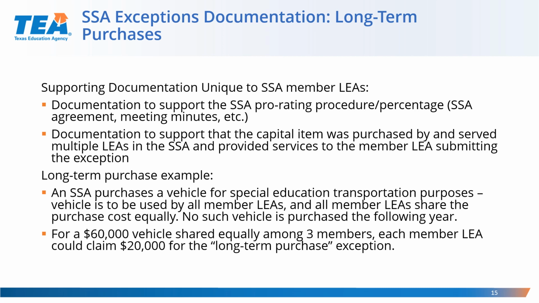A long-term purchase example is as follows. An SSA purchases a vehicle for special education transportation purposes. The vehicle is to be used by all member LEAs, and all member LEAs share the purchase cost equally. No such vehicle is purchased the following year. If the vehicle cost $60,000 shared among 3 members, each member LEA could claim $20,000 for the long-term purchase exception.